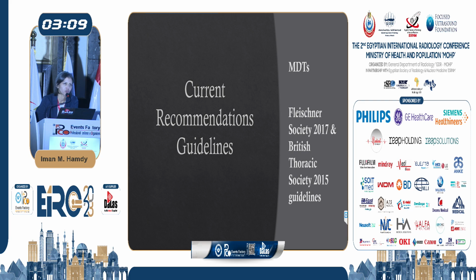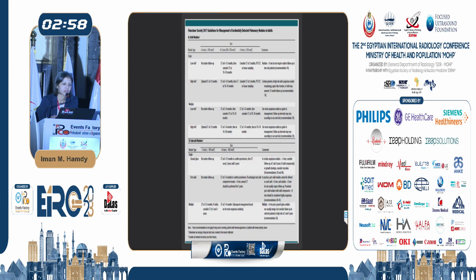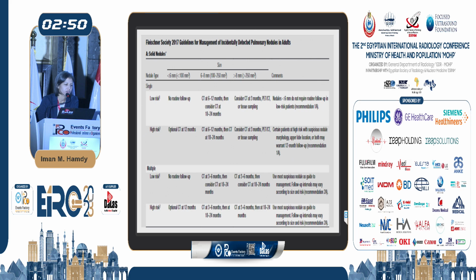We should talk the same language using the guidelines that are present, like Fleischner Society. The last one is 2017, or the British Thoracic Society guidelines. Of course, the Lung-RADS, as will be discussed later, is concerned mainly with the lung screening programs. Fleischner, they divided into single or multiple, and the single, whether the patient has a high risk or low risk. And as we said before, the threshold of size is between 6 millimeters, mostly benign, 6 to 8 or more than 8, and the follow-ups accordingly.